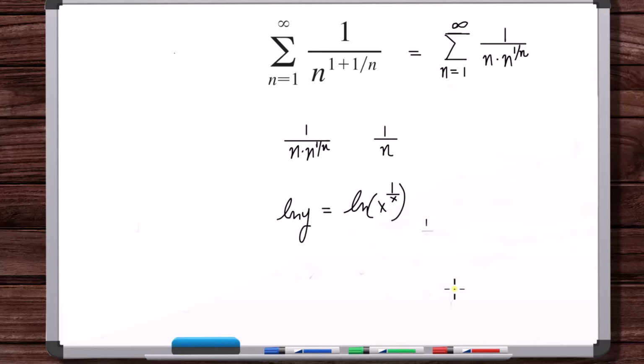The n to the 1 over n is decreasing, which means that this is decreasing, so this is greater than that. Now this series is divergent, and so now we've got our first comparison test that's finally worked. That means this series is divergent.